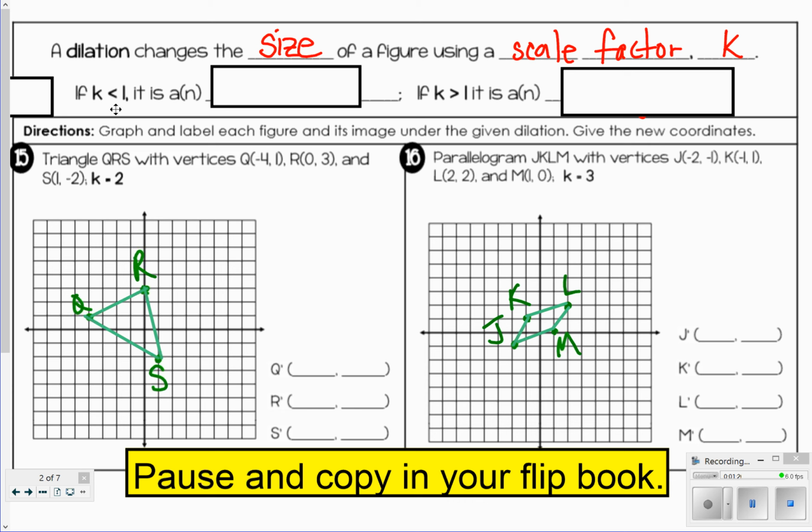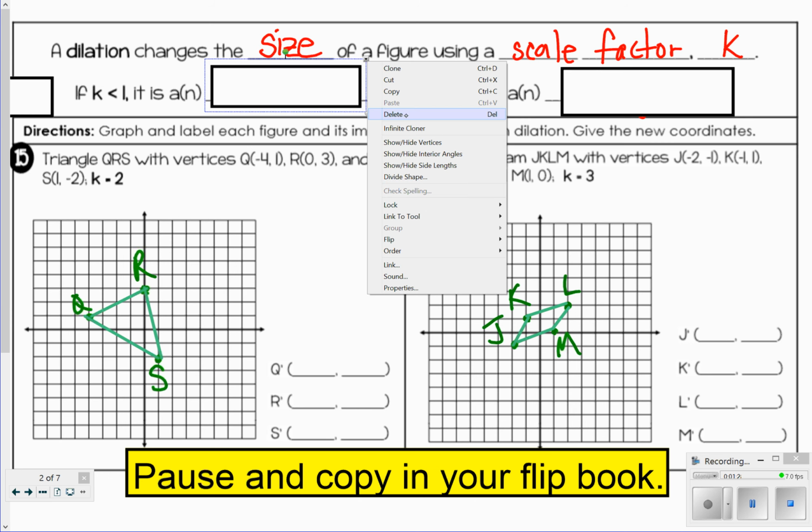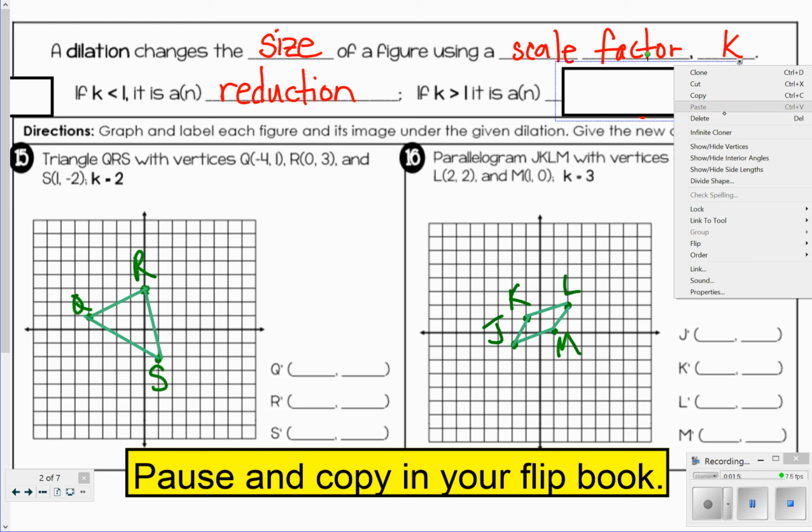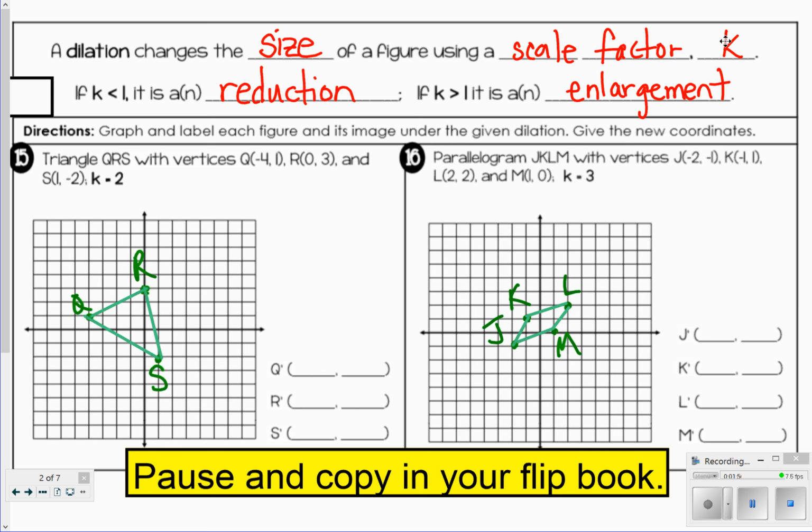If K is less than 1, so if our scale factor is less than 1, then what does that mean? What kind of change in size will that mean for our shape? Well, we're going to have a reduction. That means we're going to make it a smaller size than it was before. So the pre-image will be larger than the image if K, or whatever our scale factor, is less than 1. Well, great. What if the scale factor is greater than 1? In that case, wouldn't it make sense that if your scale factor is greater than 1, it's going to make our image larger? It's called an enlargement.